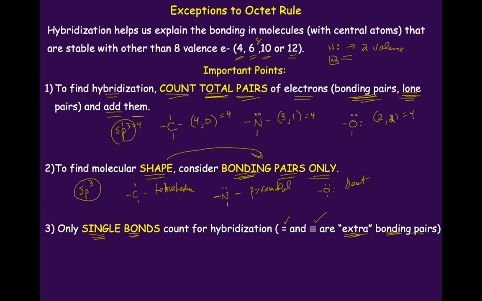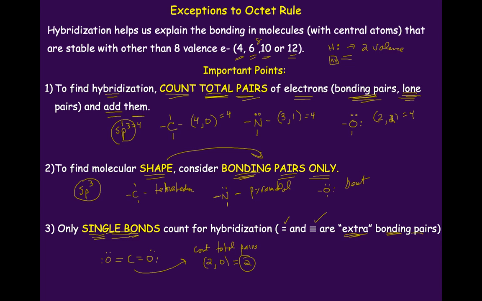I will give you a simple example, carbon dioxide. If we look at carbon dioxide, you may have a little question because we didn't talk about double bonds and triple bonds too much. Look at the central atom. If you want hybridization, count total pairs, which is single bonds plus lone pairs. Now you have no lone pairs, but you have two single bonds, which equals 2.